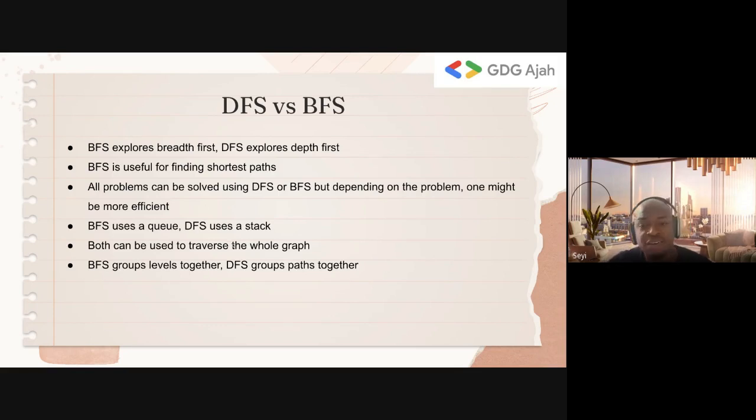Both can be used to traverse the whole graph. So if you want to traverse the whole graph, you can use any of them. BFS groups levels together as they radiate from the source, but DFS groups paths together. So if you want to find certain paths that meet a certain condition, then DFS is better. BFS can do it, but it's a little bit more work.